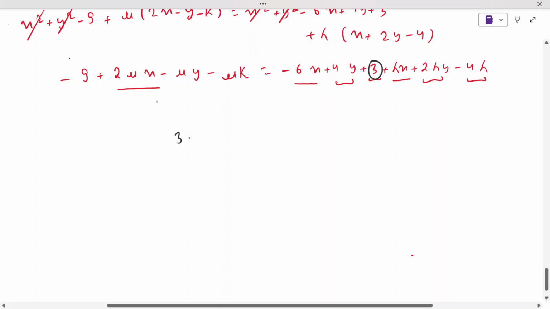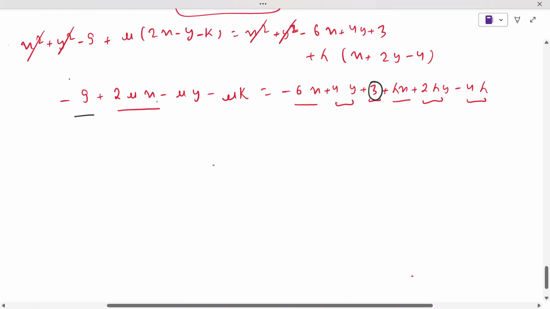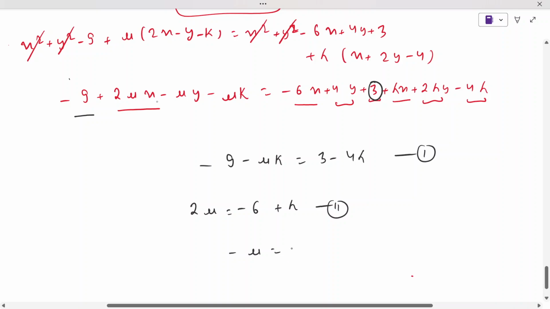3 minus 4 lambda. That is equal to minus mu, minus mu k as well. Just a second. Minus 9 minus mu k, that should be equal to 3 minus 4 lambda. 2 mu is equal to minus 6 plus lambda. Now minus mu is equal to 4 plus 2 lambda.